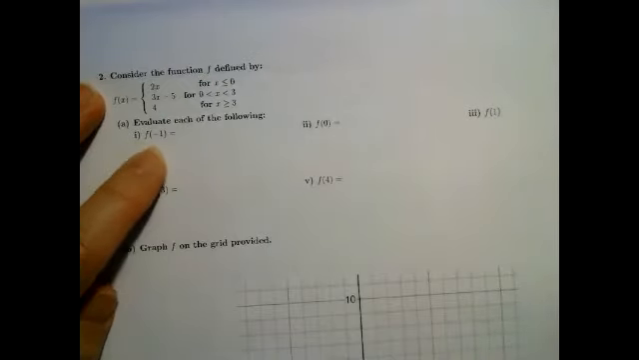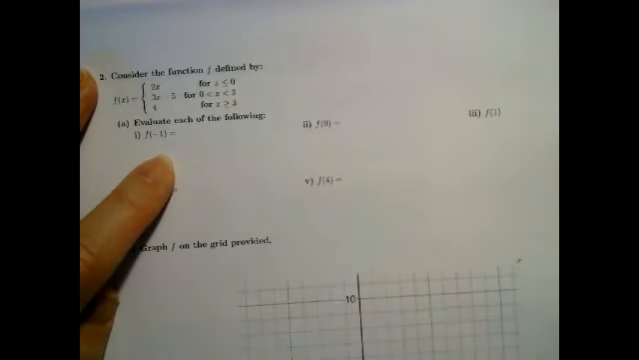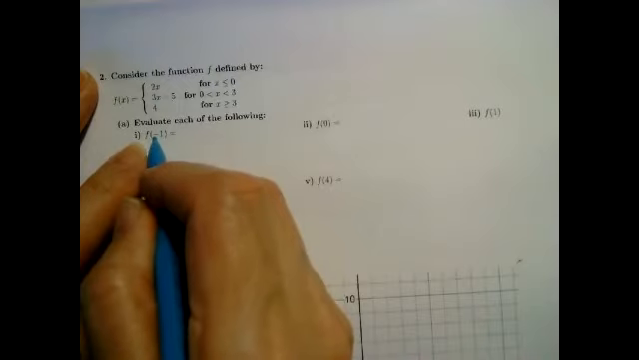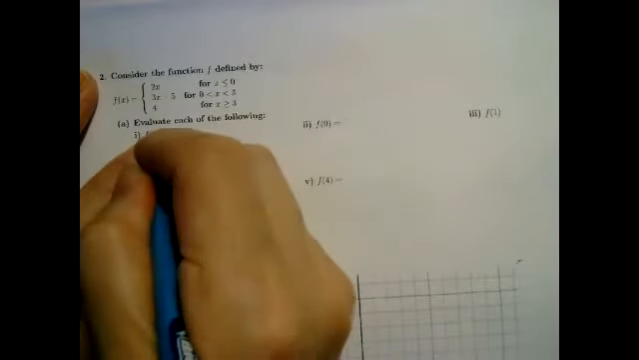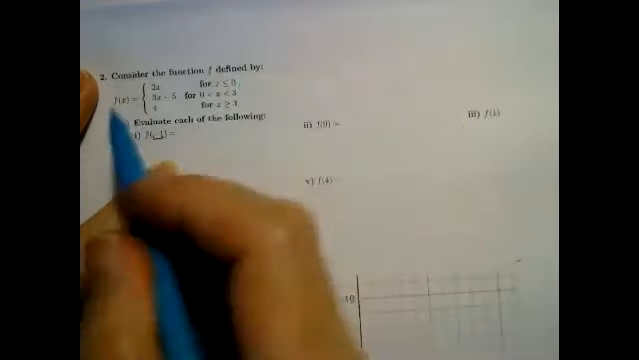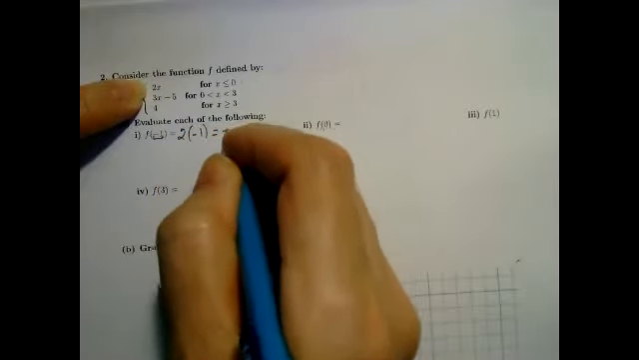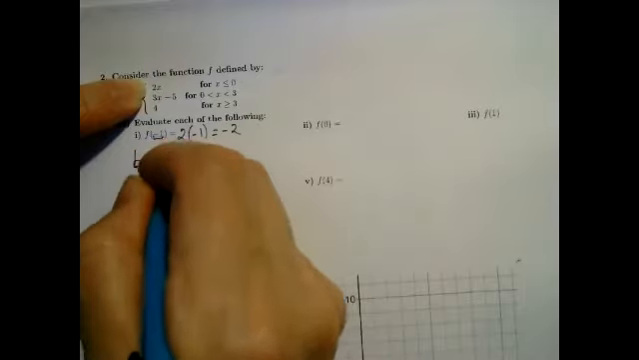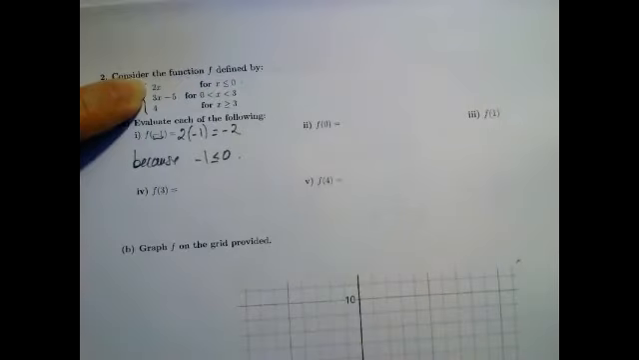We'll get started. f of minus 1. Taylor, okay, what's f of minus 1? Okay, all right, minus 2. She's right. Minus 1, which condition is satisfied? Minus 1 is less than or equal to 0. So the rule for it is this one. So it's 2 times minus 1. This is minus 2 because minus 1 satisfies this condition. That's really where my rule is coming from.